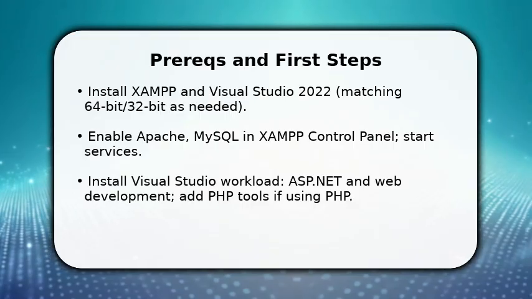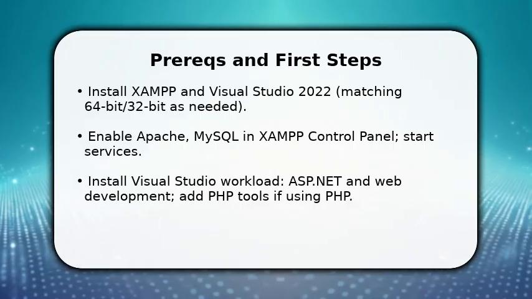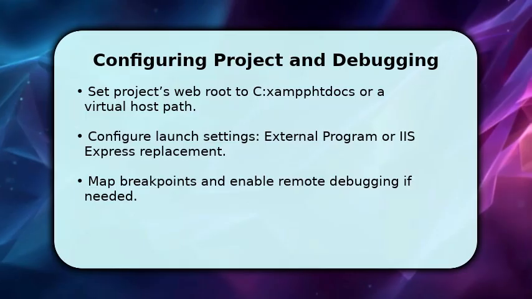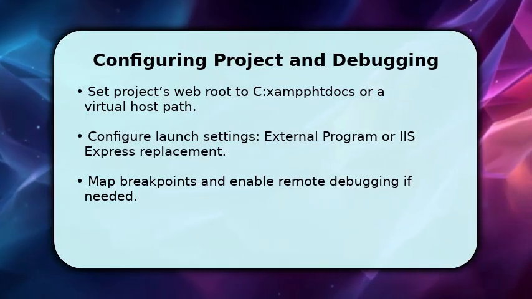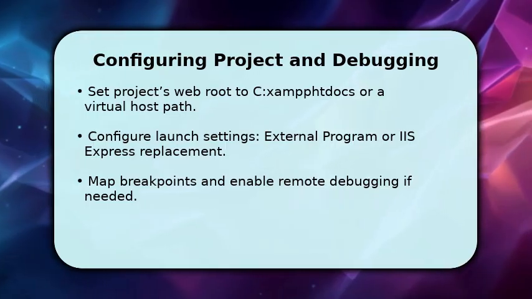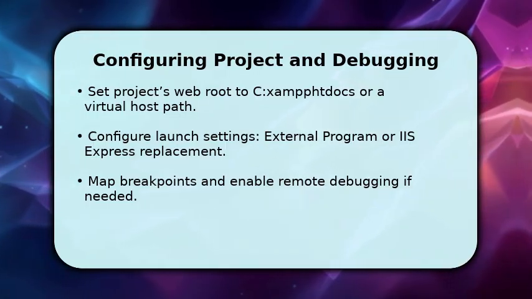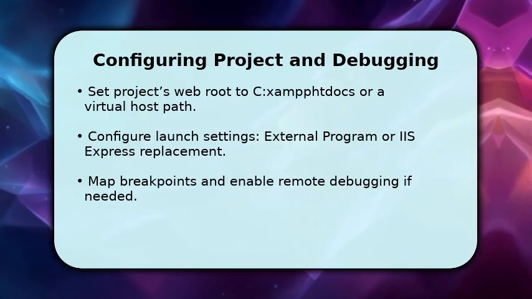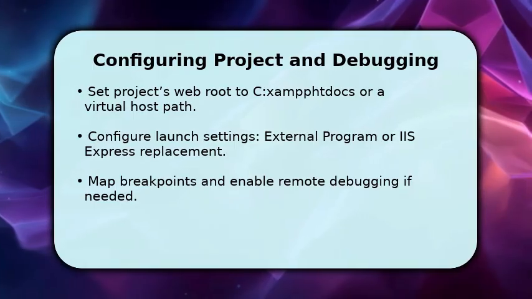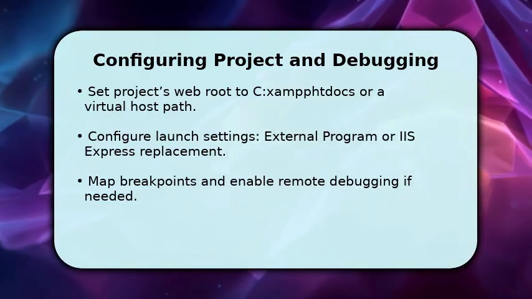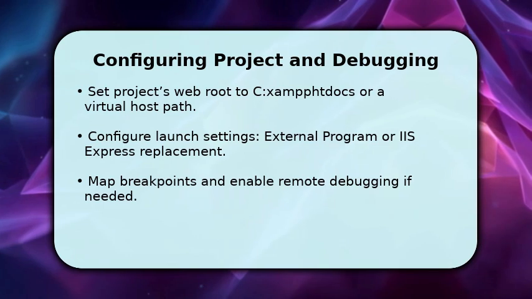Now configure the project to use the XAMPP server. Change the project's web root to C:/xampp/htdocs or your chosen virtual host directory. Edit launchSettings.json or project properties to use an external web server rather than IIS Express, setting the application URL to http://localhost:80 or your custom port. Make sure file permissions allow editing.